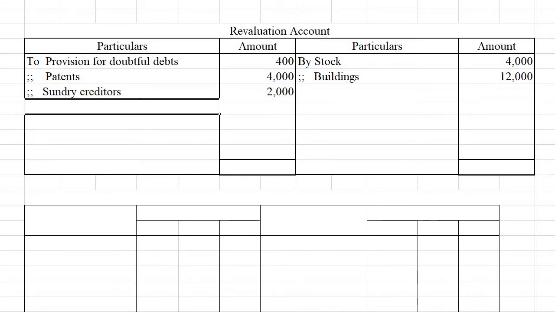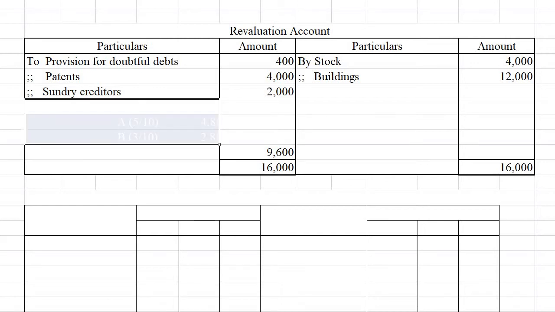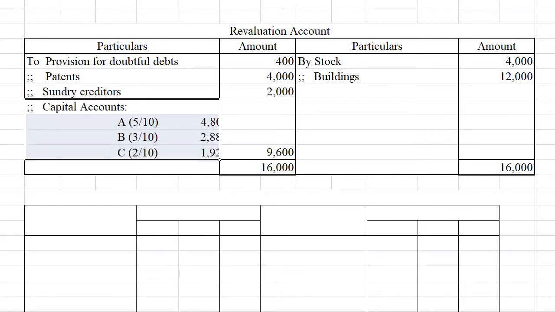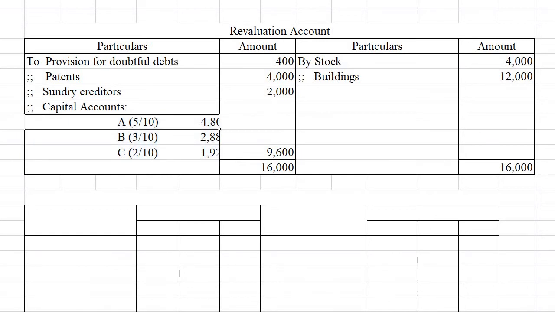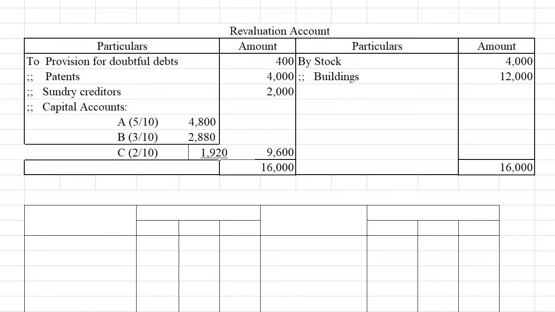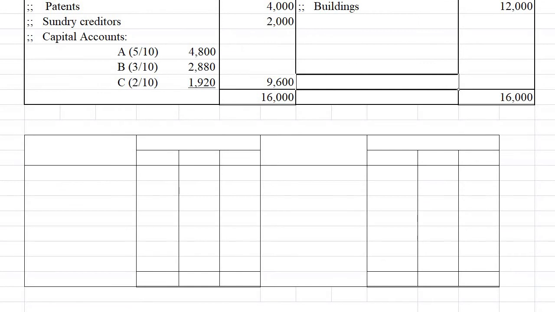Now we will total the revaluation account. 16,000, the credit side it is more. 16,000 is written and transferred to the debit side, and the balance 9,600 is written here, and that will be credited to the partners' capital because it is profit. So to partners' capital, for A half of that amount, that means 4,800, and for B 2,880, and for C 1,920. Is it clear? So this is the revaluation profit.